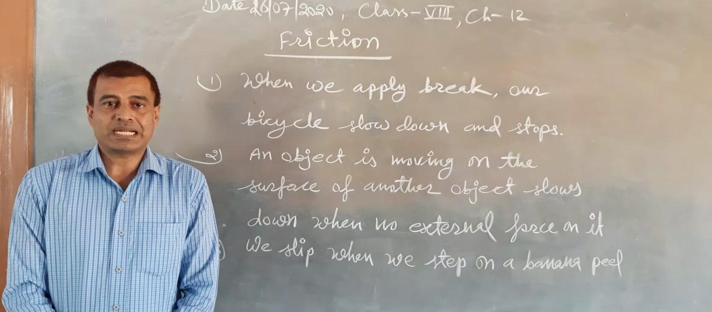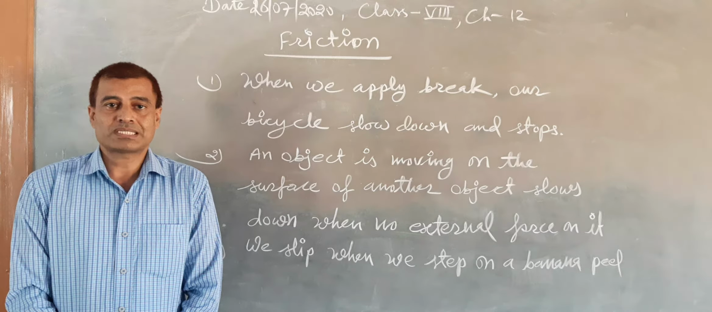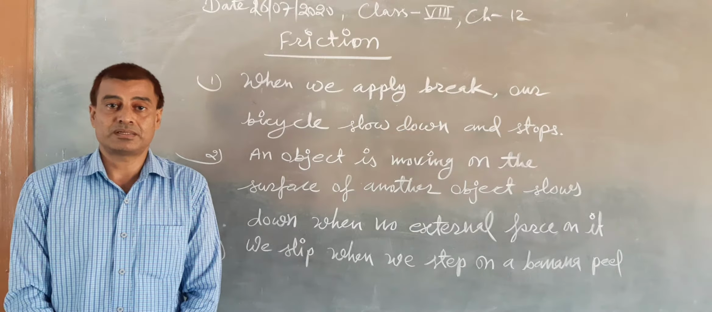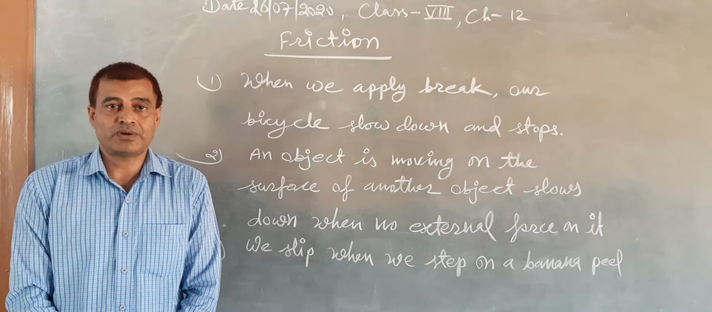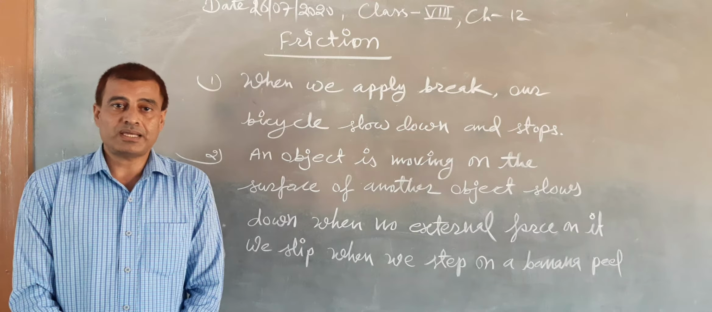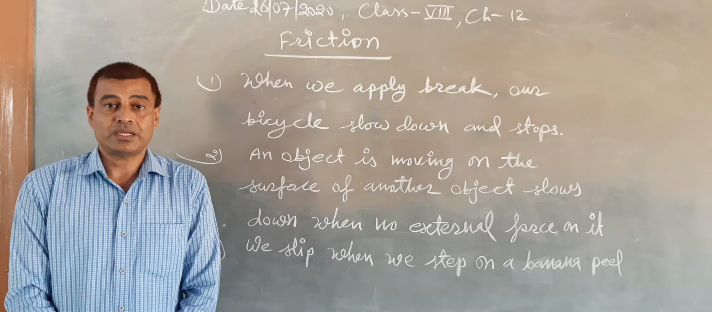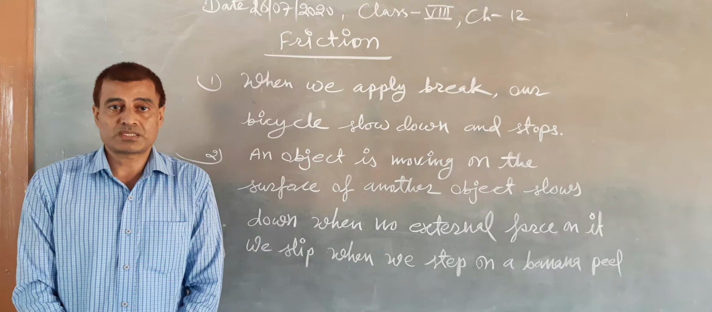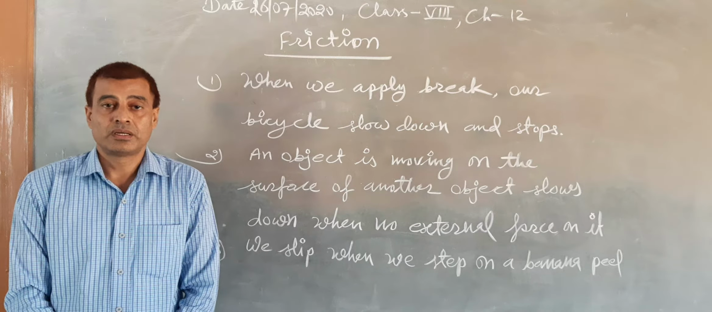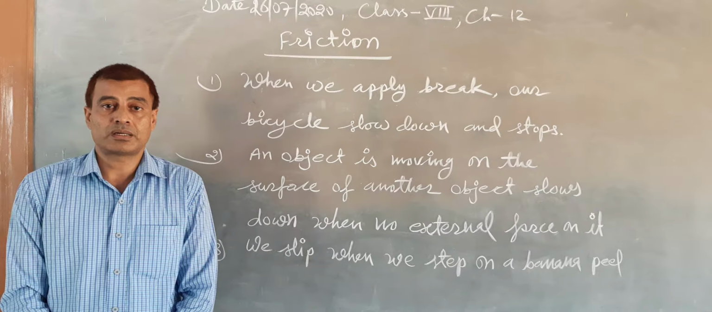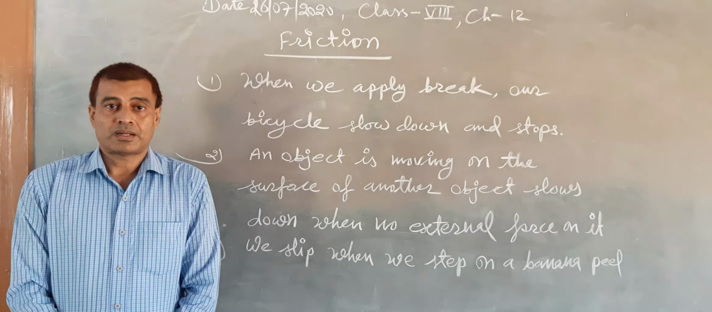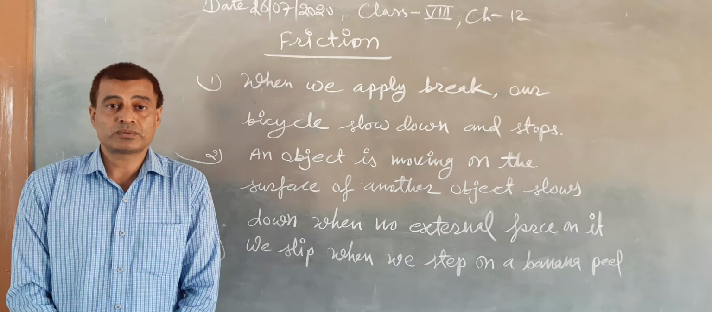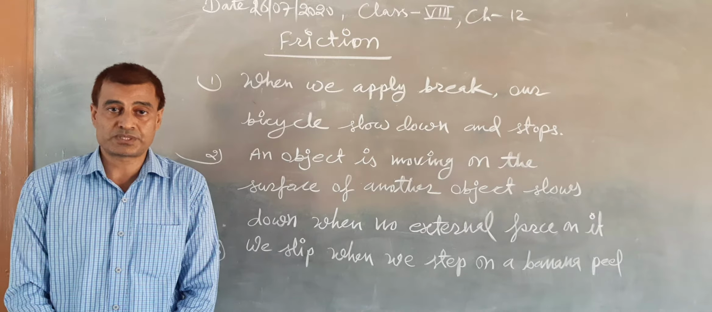Today we have to study chapter number 12 of class 8th, that is friction. To start this chapter, first of all we try to reason the following events. First event, we are going on our bike or car. To stop that, to slow down that, we apply brakes. After applying brake, it slows down and finally stops.